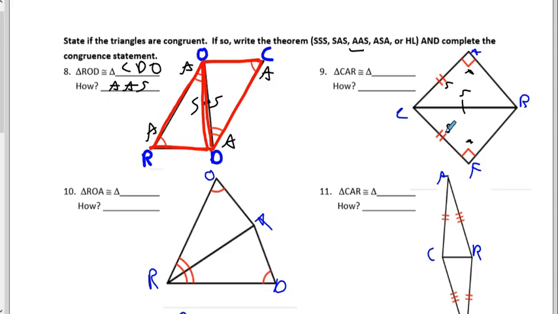But before I say no to this one, I do notice that there's a 90-degree angle. And whenever there's a 90-degree angle, I have the possibility of HL. Well, the hypotenuse is marked right here. And then I have a leg marked right here. So sure enough, I can put HL. Now the important thing is the order again. So I'm doing CAR.